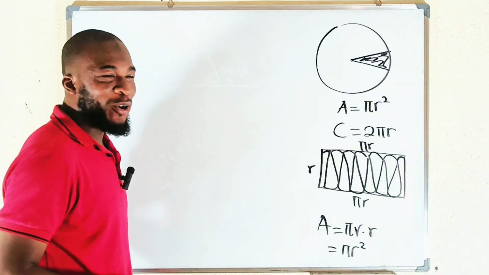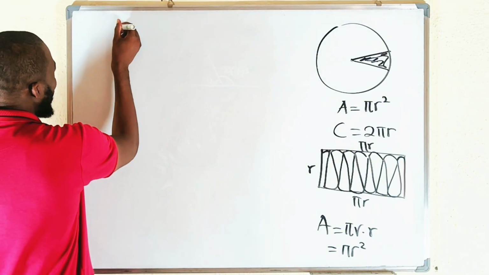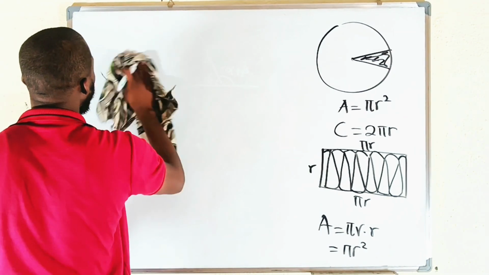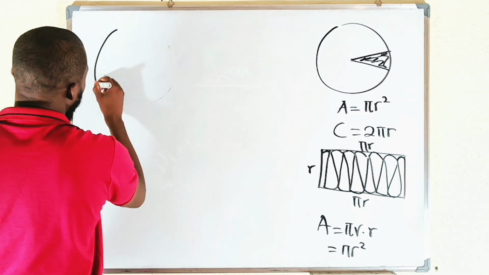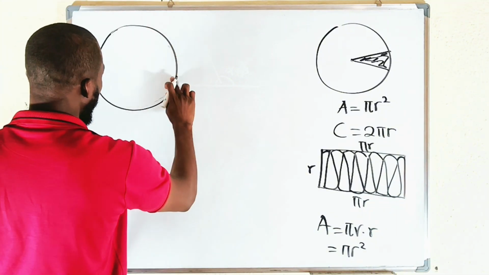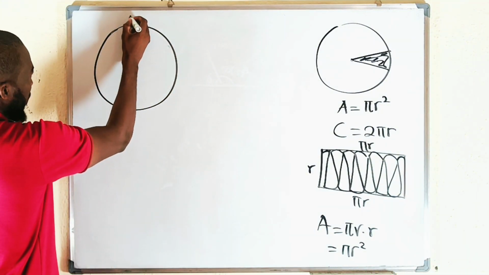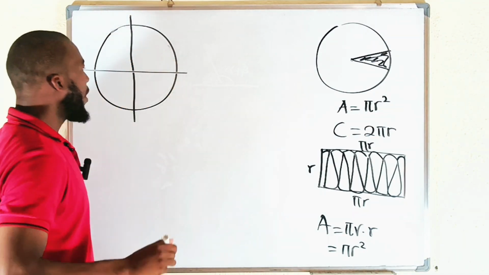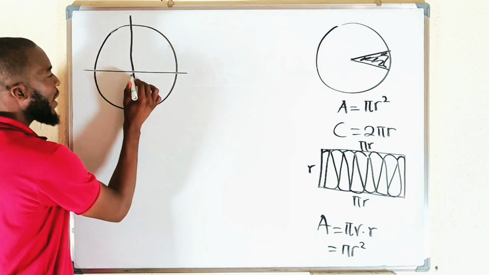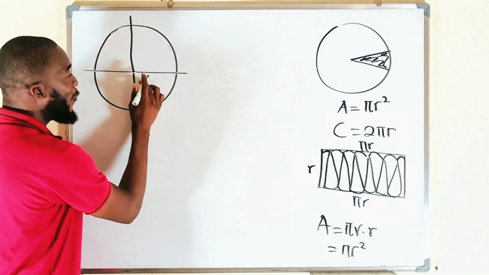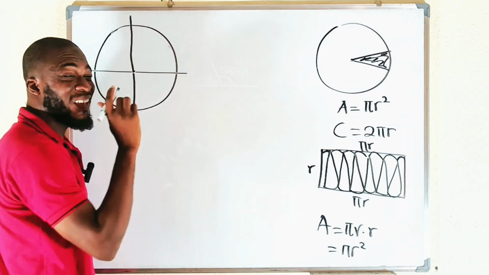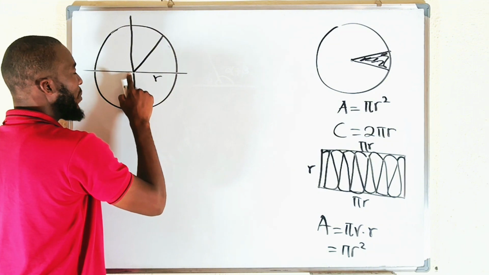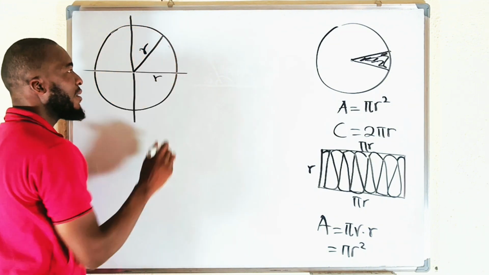But let us derive this formula on a Cartesian plane. If you have a circle on a Cartesian plane, this circle is not that good. Let me draw another one. All right, manageable. So this is a circle on a Cartesian plane. This is the y-axis, and this is the x-axis, right? And you should know that this is the center. Therefore, from this end to this end is a radius. And any other point from this center to the circumference is a radius.